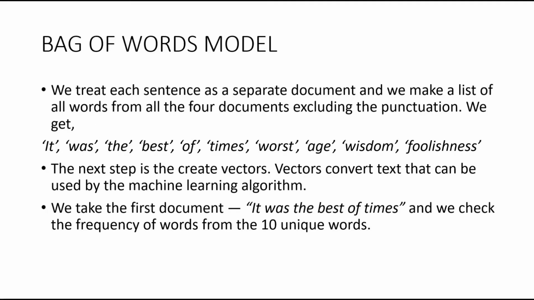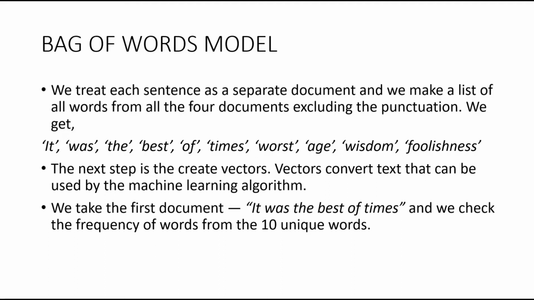We treat each sentence as a separate document and we make a list of all words from all the four documents, excluding the punctuation. Let us assume that each sentence is a document and we are creating the words, and we are excluding the punctuations and all these things. We know how to do it because we discussed stop words removal and all these things. You can watch those videos. So we get: it, was, the, best, of, times, worst, age, wisdom, foolishness. These are all the words coming in the above sentences.